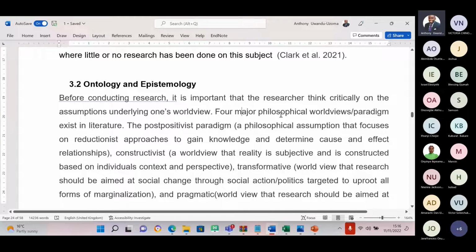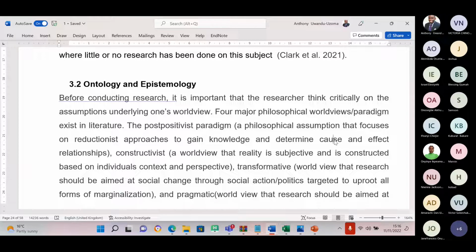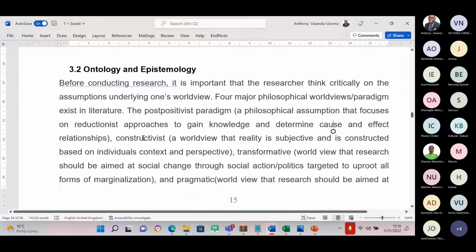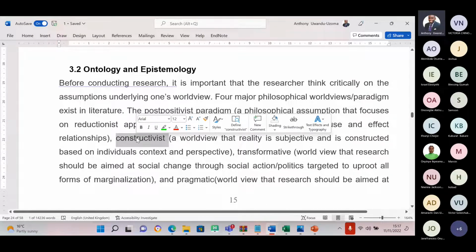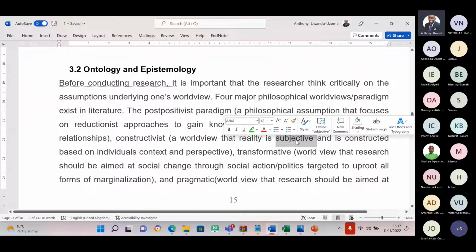So you need to make your stance clear. I said there are four major philosophical worldviews or paradigms that exist in literature. The post-positivist paradigm is the one I told you about. You see positivist slash post-positivist paradigm. Okay, that is one aspect. Those are people that believe in science, in hypothesis. Then you have the interpretivist or constructivist view, which, like I told you, is subjective.